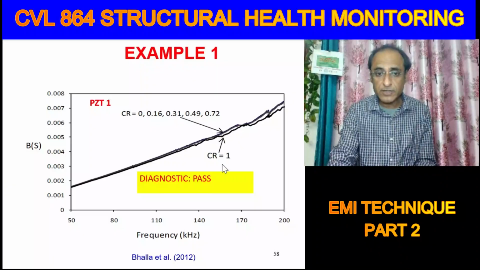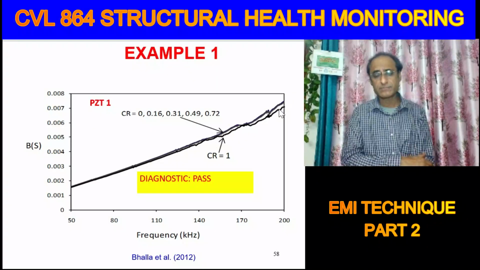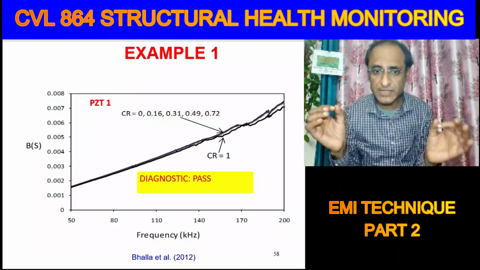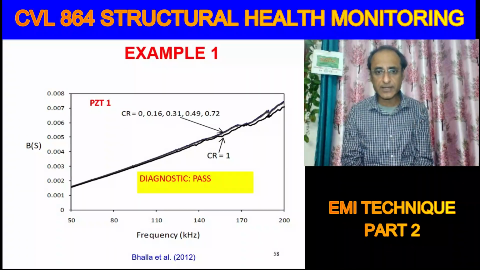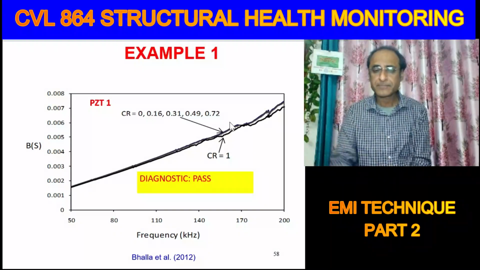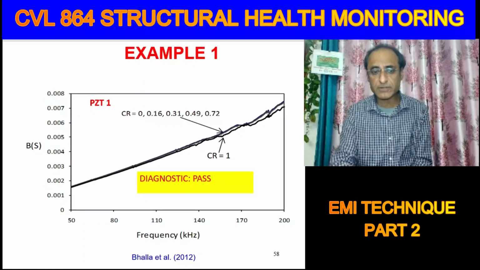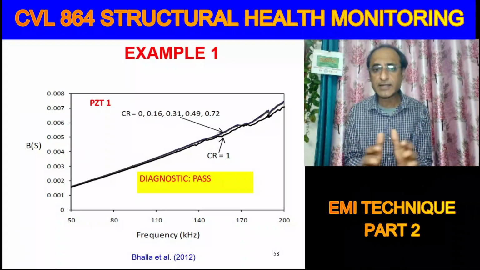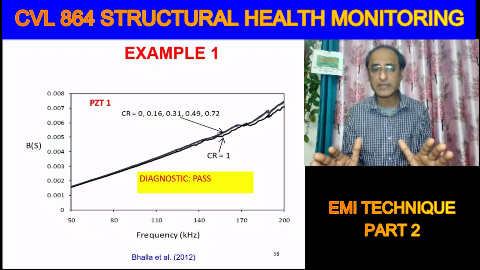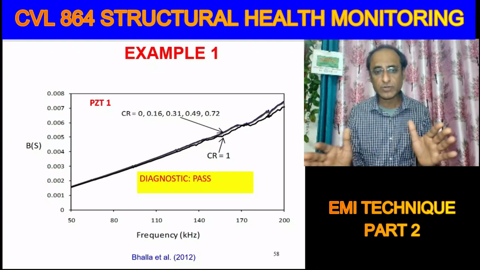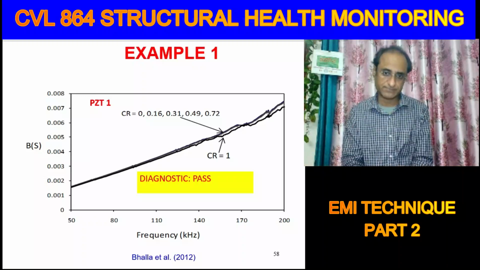So imaginary part, do you find any change in the slope? Practically no change. And of course here the peaks are not that prominent in the case of the imaginary part, but more or less the slope is constant. So that means that the patch is fine. There is no damage to the patch, or there is no damage to the bonding system.